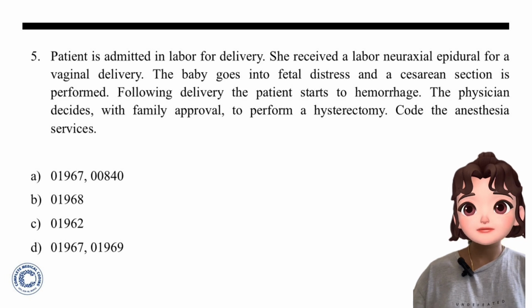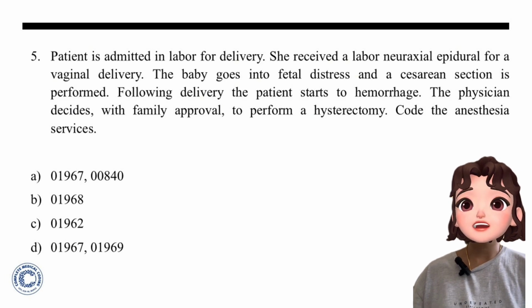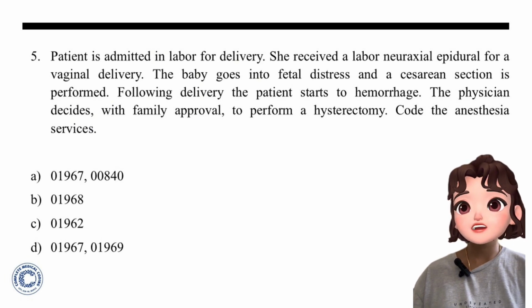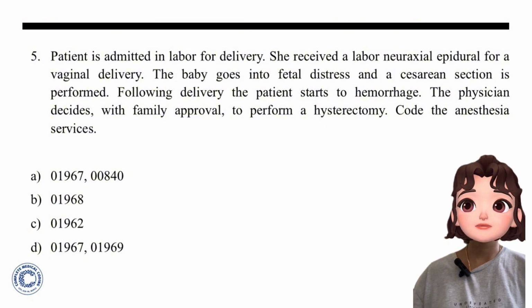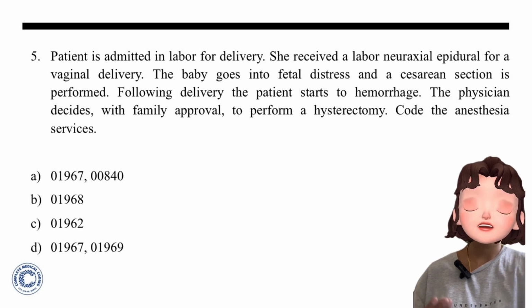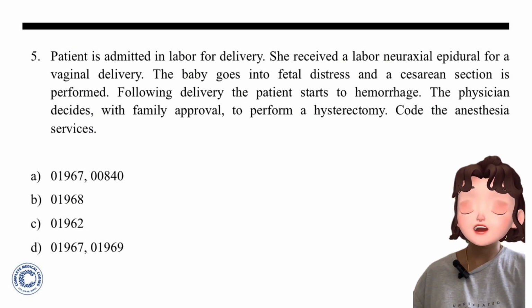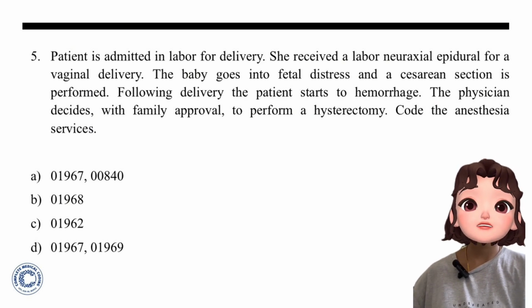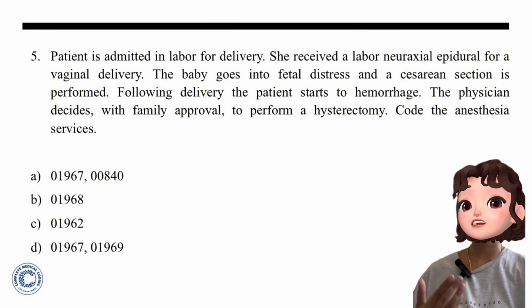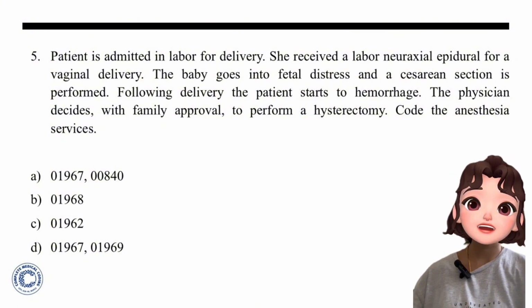Moving to the fifth question. Patient is admitted in labor for delivery. She received a labor neuraxial epidural for a vaginal delivery. The baby goes into fetal distress and a cesarean section is performed. Following delivery, the patient starts to hemorrhage. The physician decides, with family approval, to perform a hysterectomy. Code the anesthesia services. Here, the question is not asking to code the procedure, but only to code the anesthesia services. So only the anesthesia part we have to check.